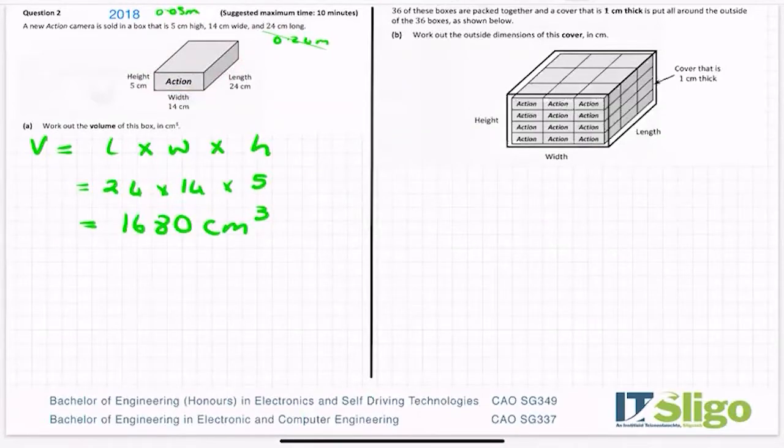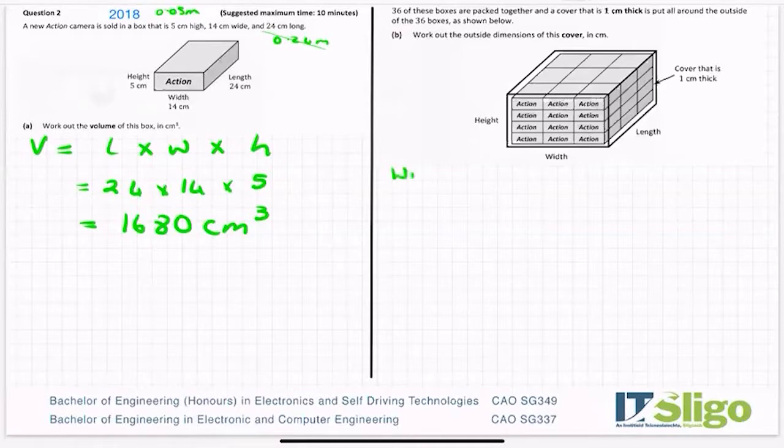Part B then, 36 of these boxes were packed together and a cover that is 1 centimeter thick is put all around the outside of the 36 boxes as shown. Work out the outside dimensions of this cover in centimeters.